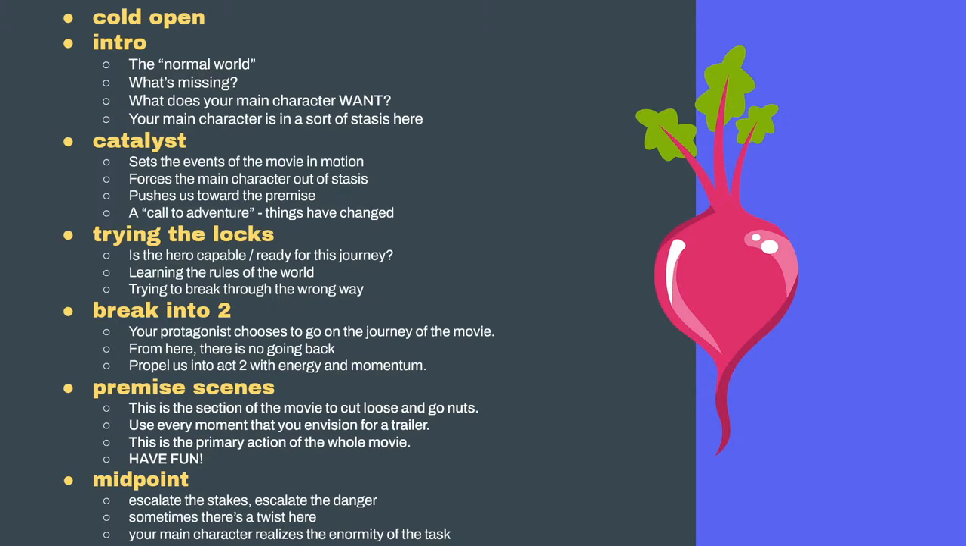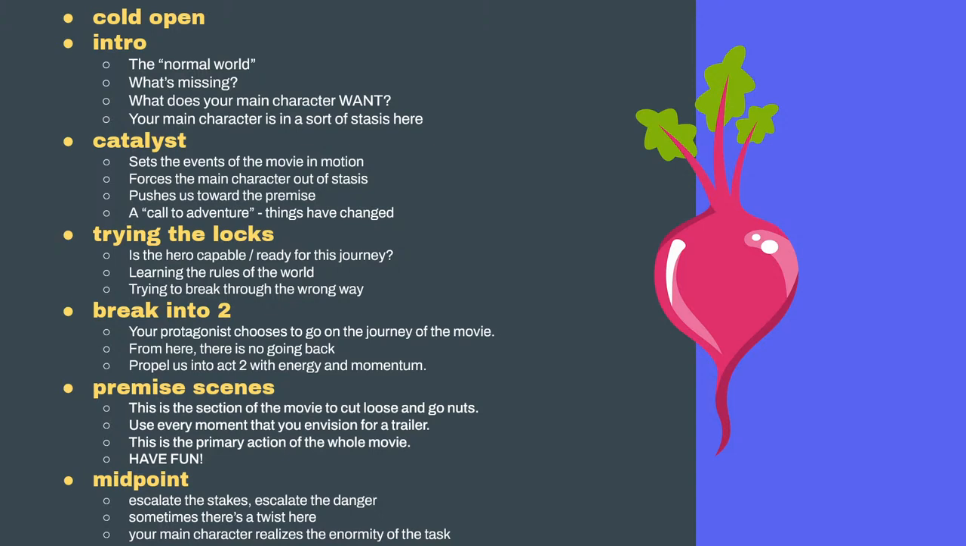So, trying the locks is where your character's trying out the superpowers, or learning the rules of the world, or maybe they're calling pest exterminators to deal with the roach problem. Our break into two is where your characters are usually going to settle on a course of action, and we're going to see this is going to be difficult, but we have a plan in mind, and we're going to go through a certain doorway where we can't go back, so that means we're going to embark on the journey of the episode. And try to remember a cliffhanger or some kind of thing that just says, this is going to be real interesting, you should definitely come back after the commercial is done.